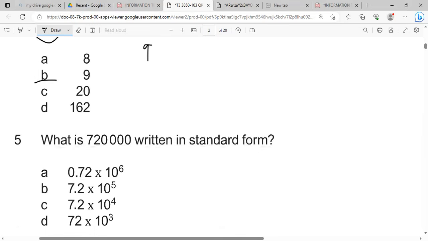All right, what is 720,000 written in standard form? Standard form means we're going to carry the decimal point right here because the decimal point can only be between 0 and 10. So the decimal point is here, and we're going to take it all the way to here and count the number of spaces. So this is 1, 2, 3, 4, 5. So it's 5. So it will be 7.2 times 10 to the 5th.